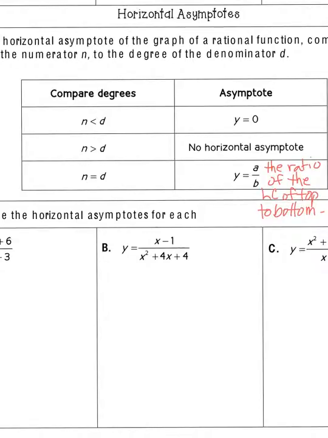Okay, so for example, if I have a degree of a numerator that's less than the degree of a denominator, my perfect example is our parent function, 1 over x. The degree of the numerator here, because it's a constant, is 0. The degree of the denominator, x to the first, is 1. Comparing numerator to denominator, 0 for my numerator, 1 for my denominator. Since 0 is less than 1, you will have the asymptote of y equals 0.